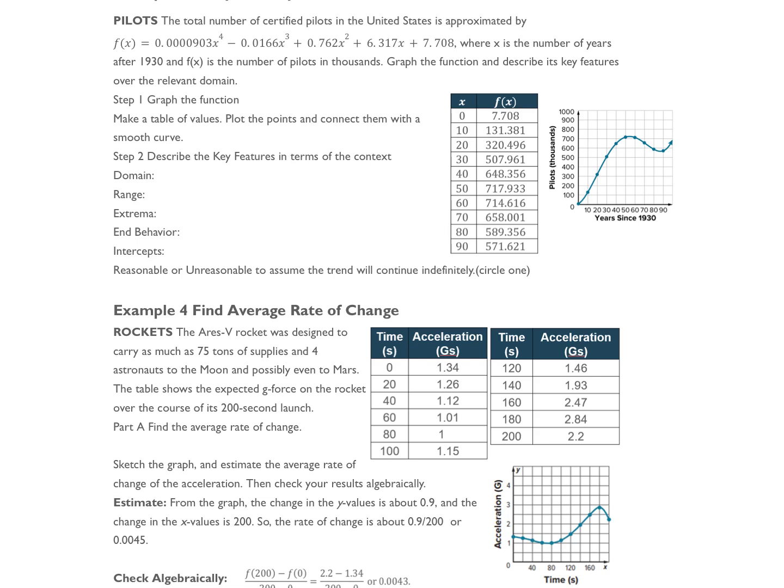So what is the domain? Well, technically, the domain of any polynomial function is negative infinity to positive infinity. But this is real life, right? And so we are looking at a real life scenario. So obviously, the polynomial is only accurate at describing the number of pilots after 1930.